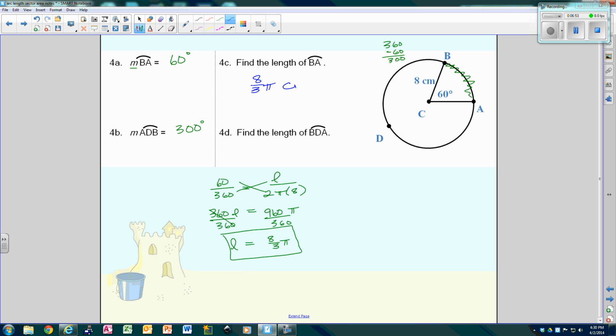And this is centimeters. Now the length of the larger one is going to be 300 over 360. Whichever one you're looking for, you have to use that arc measure. We're going to use the same 2 pi 8. Let's multiply. 360L is 300 times 16, which is 4,800 pi. Divide by 360.